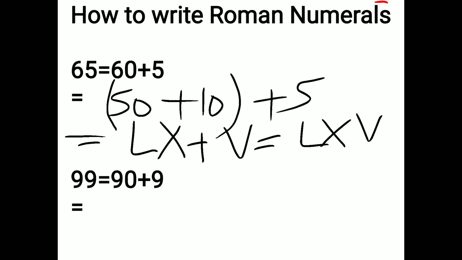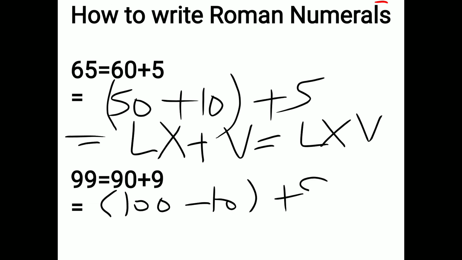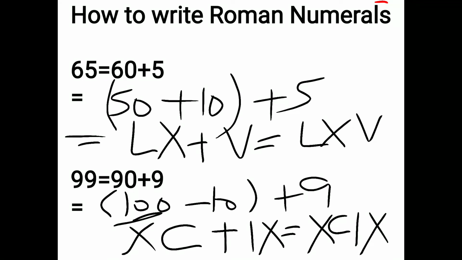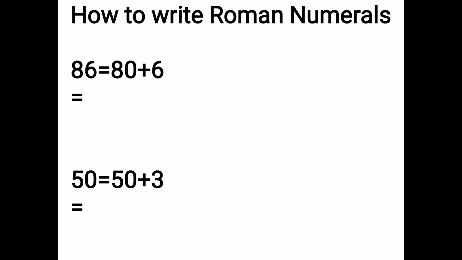Now 99 is made with 90 plus 9. So 90 is made by 100 minus 10. So 100 minus 10 plus 9. The 100 symbol is C. And if we minus 10, the 10 symbol is X, so I have to put it on the left hand side. Plus the 9 symbol is IX. So the answer will be XCIX. Clear?